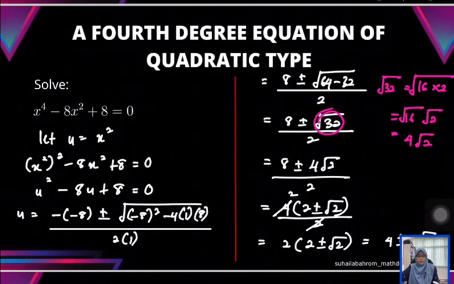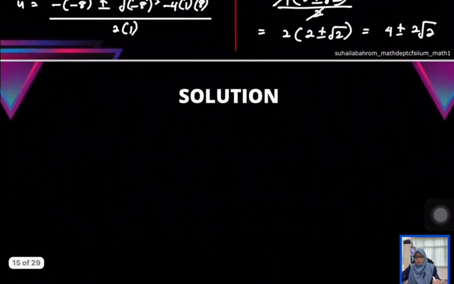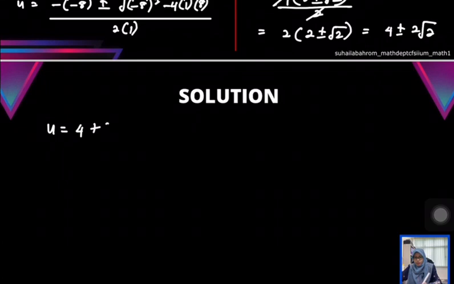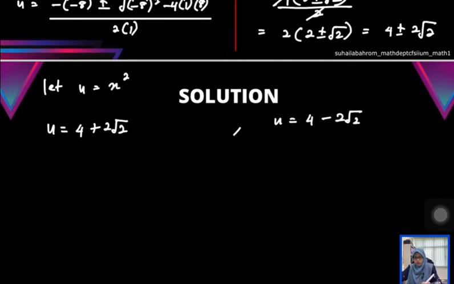We want to solve for x because the original variable in the equation is x, so we have to change back in terms of x. Your u is equivalent to 4 plus 2 square root of 2, and another one, u is equivalent to 4 minus 2 square root of 2. We let u be equivalent to x squared. Therefore, x squared is equivalent to 4 plus 2 square root of 2.